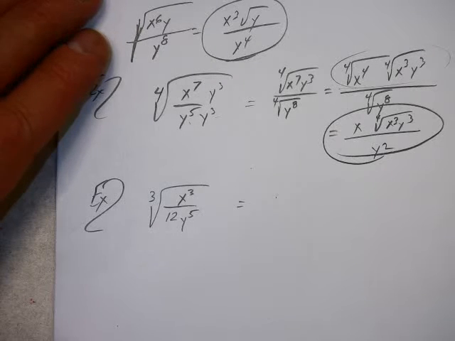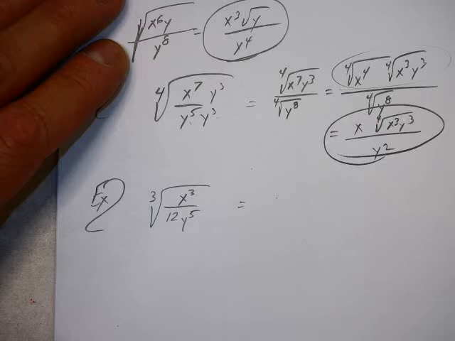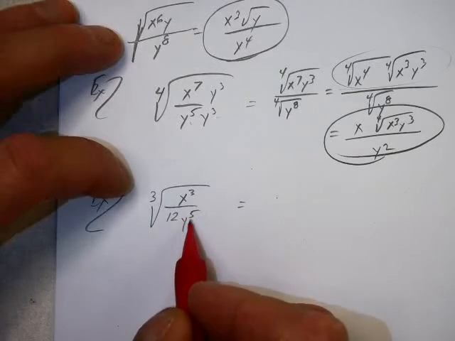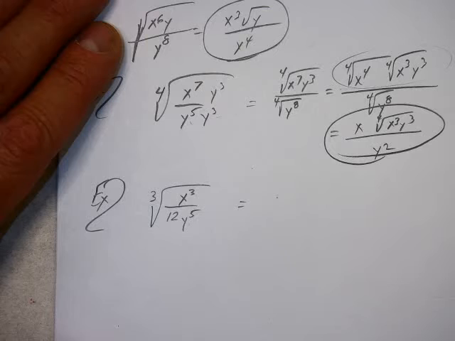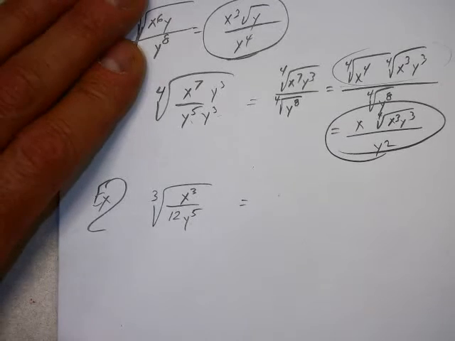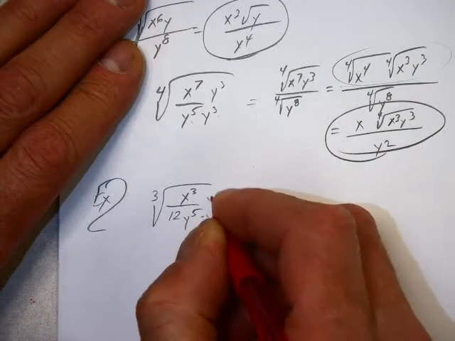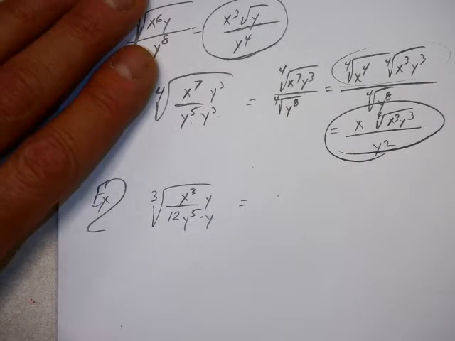How do I do this one? Okay. Now, here's the problem. This y to the 5th, I think that one's pretty doable. Okay? What do I have to multiply top and bottom by to get my y to the 5th where it needs to be? Y. Because right now I got 5. I need groups of 3, so I need 6. Okay, and whatever I do to the bottom, I got to do to the top.